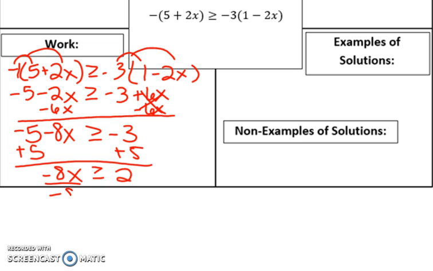I'm going to divide by negative 8, and that should send a huge red flag off for you. We need to make sure we flip our sign. And we still want to reduce our fraction. So in this case, x is less than or equal to negative 1/4. We can have fractions in inequalities. It's still a number, so it still will work.